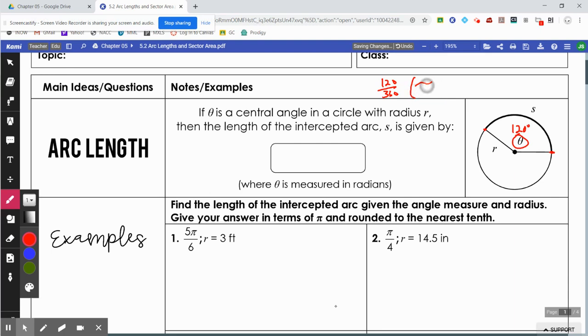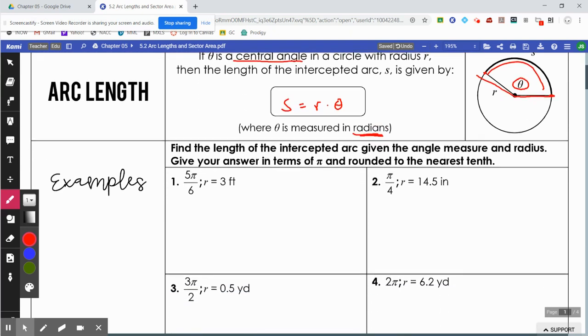Well, now there's a much easier way, and we do have a formula for it. To find the arc length, and we call arc length S, is the abbreviation, S is equal to R times theta. If theta is the central angle, and we can see here that's the angle that's eating the arc, with the radius R, then the length of the intercepted arc S is given by S equals R theta, where theta, now this is the most important part, must be in radians.